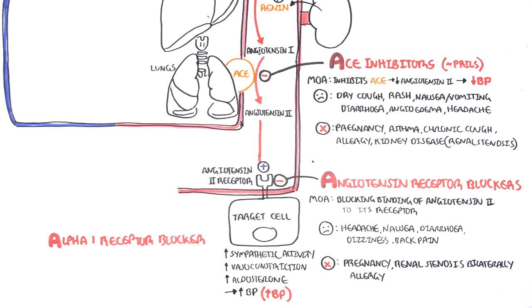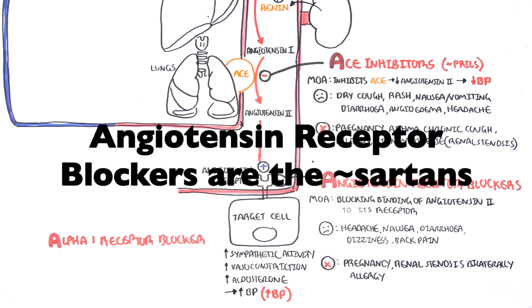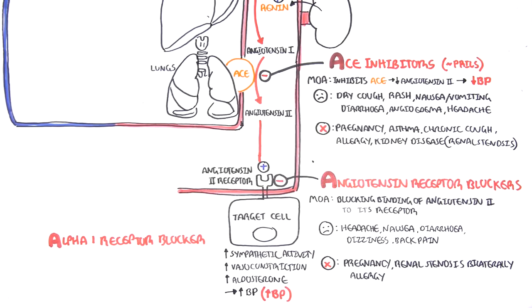It's interesting to note that angiotensin receptor blockers are usually used as an alternative to ACE inhibitors because for people that use ACE inhibitors, getting a dry cough is quite common, and so sometimes people change to the angiotensin receptor blockers. Angiotensin receptor blockers can be remembered because they usually end in sartan. So, for example, losartan, the sartans.